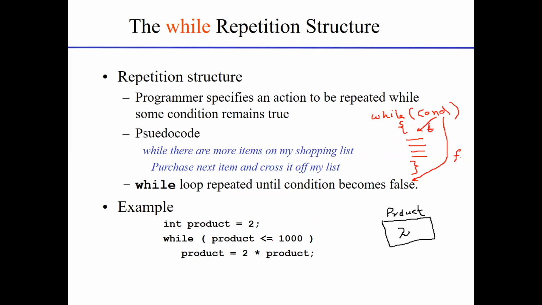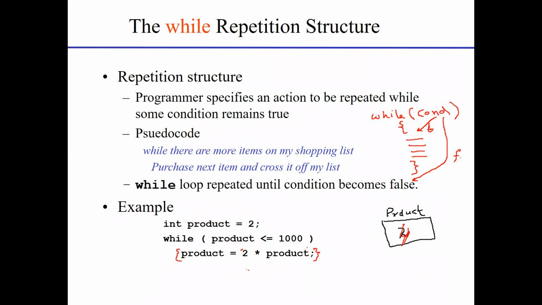If product is less than 1000, yes, it is true. Product is 2, less than 1000. Is the condition true or false? It is true, so it comes in and does it. I'm just writing a bracket here for simplicity. What is this doing? Product equals 2 times product. The value of product will be doubled. The previous value of product was 2. 2 multiplied by 2 becomes 4. Now the new value of product is 4.